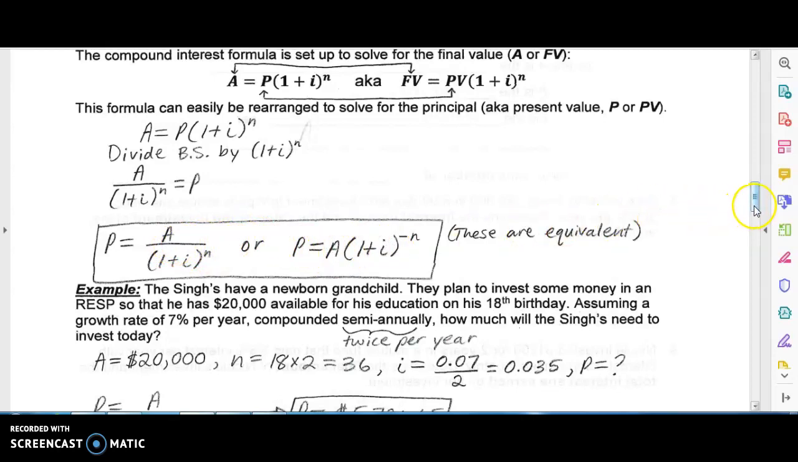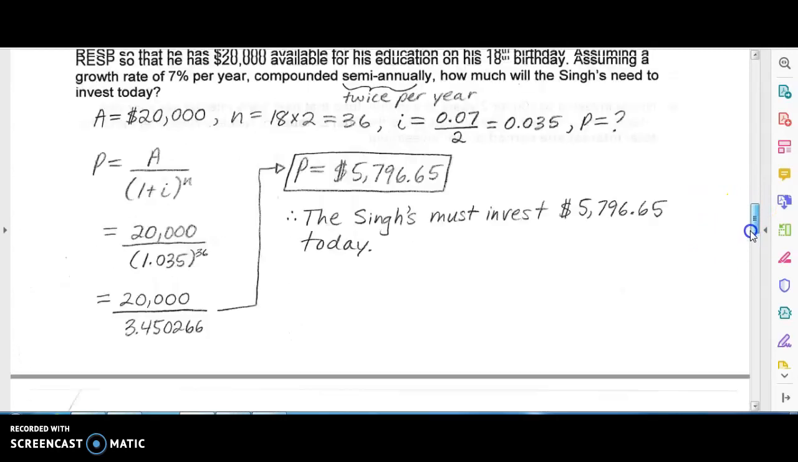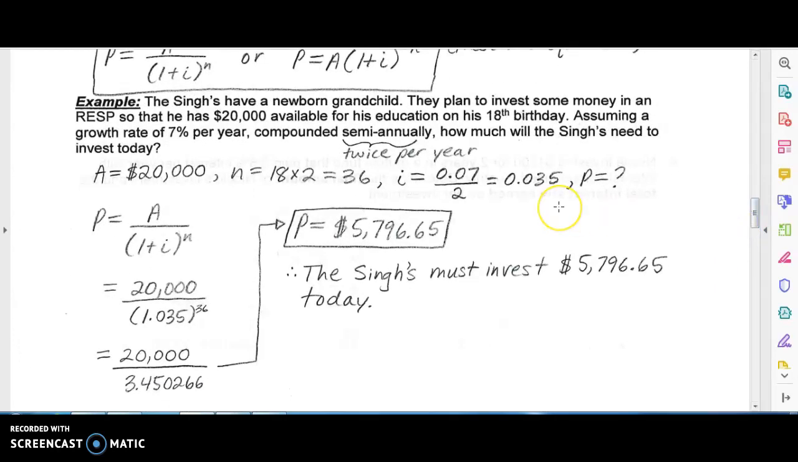Okay, and looking at our example here, the Singhs have a newborn grandchild. They plan to invest some money in an RESP so that he has $20,000 available for his education on his 18th birthday, assuming a growth rate of 7% per year. So that's our interest rate, compounded semi-annually, so twice a year. How much will the Singhs need to invest today? So there's your hint that you're solving for present value. How much would you have to invest today?